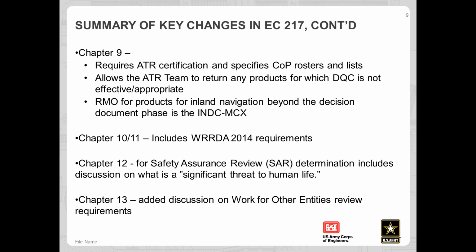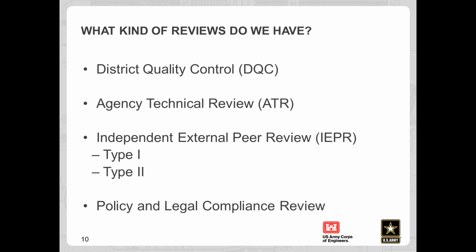And then we've got some additional information in what constitutes the need to have a safety assurance review, and to try to help explain what are significant threats to human life. And there's more discussion now on whether or not reviews are required or needed for work that we do for other entities. So I think most everyone on the webinar today should be familiar with what we mean by district quality control, agency technical review, independent external peer reviews, both Type 1 or the SAR, also known as Type 2, and then we have policy and legal compliance review.